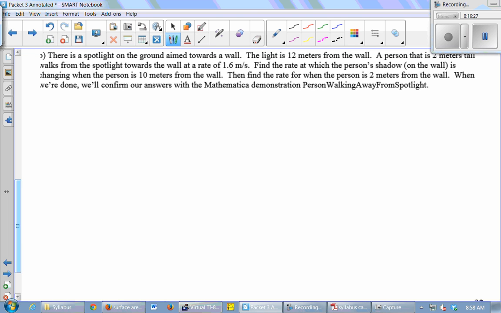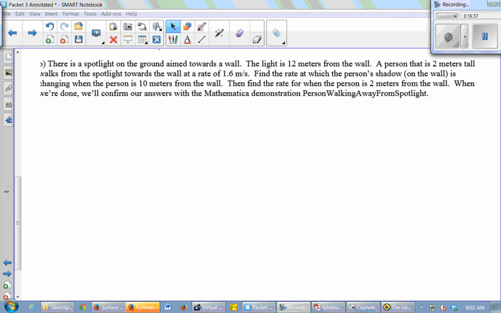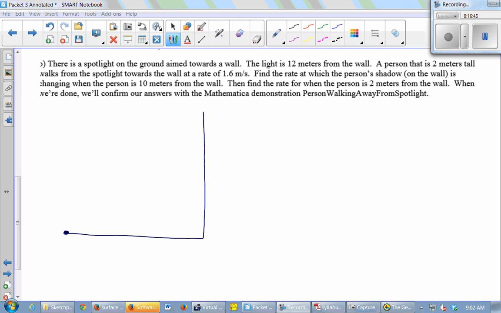All right, so I'm going to let you guys start this one. I want you to draw the picture and write what I know, what I want. All right, let's draw the picture. Spotlight on the ground, aim towards a wall. So here's my light. Here's my wall.